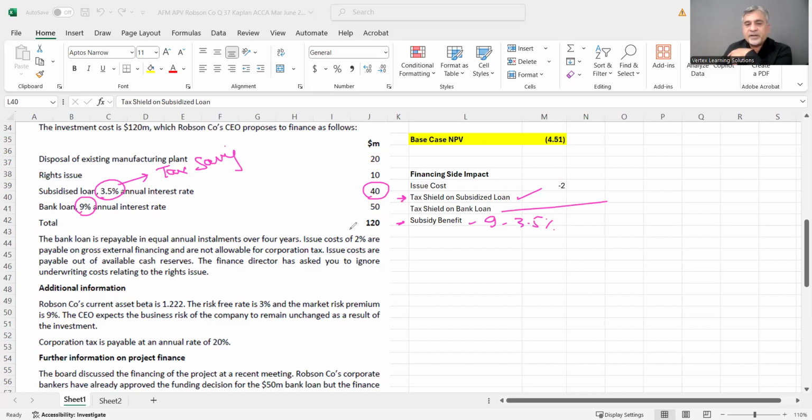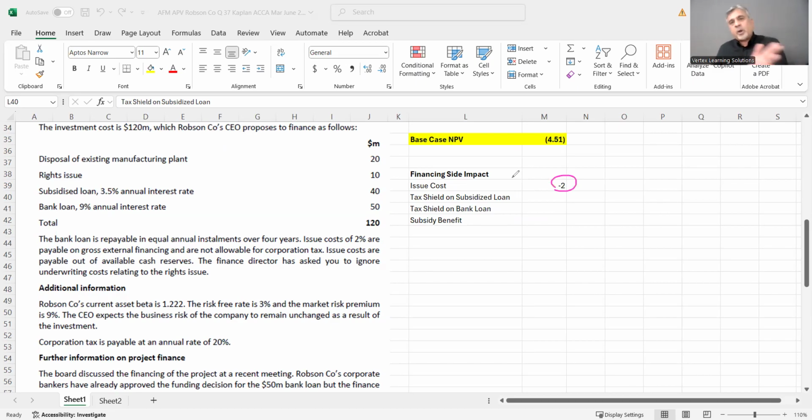And tax shield on bank loan is this one. I'll pay 50 million to the bank, and then I have to pay interest on that. And on that interest, I will take the annuity factor benefit to find out the present value. All of these have to be calculated. By the way, some of them will be one time, like this is one time, and some of these will be throughout the project.